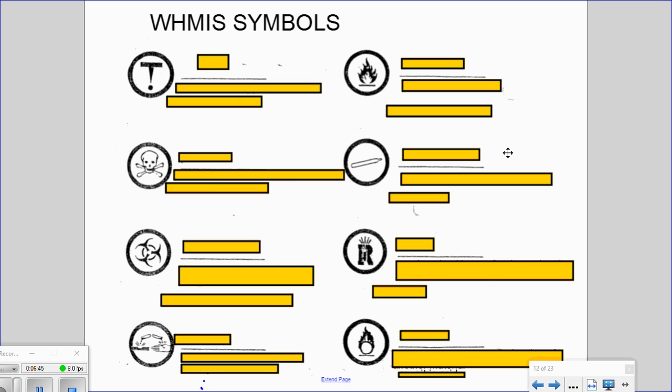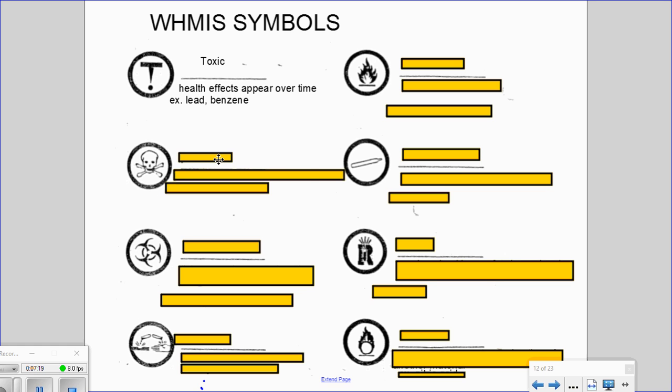So what are the different types of WHMIS symbols and what do they mean? In the old set of symbols from 1988, we have this T-shaped one, which means toxic. And by toxic, health effects will appear over time. So this is kind of long-term exposure. Things like lead and benzene, if you're exposed to those chronically over time, will have varying health effects.